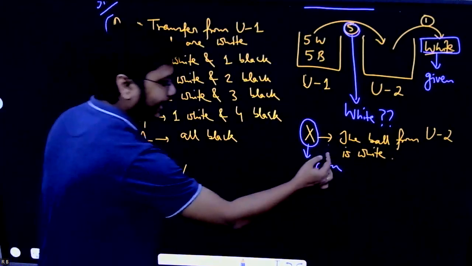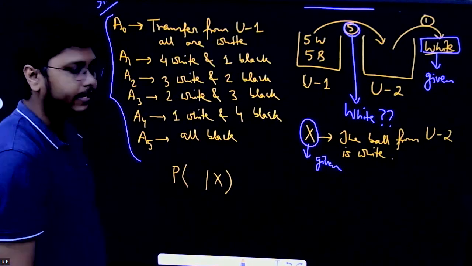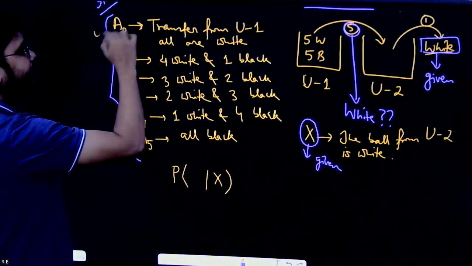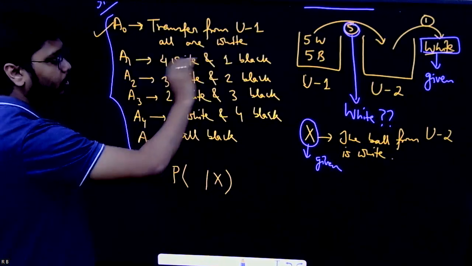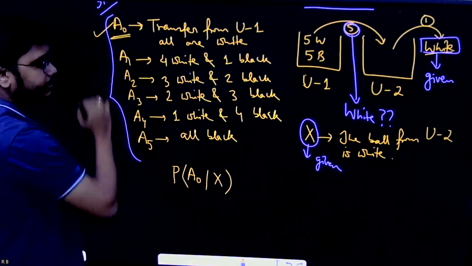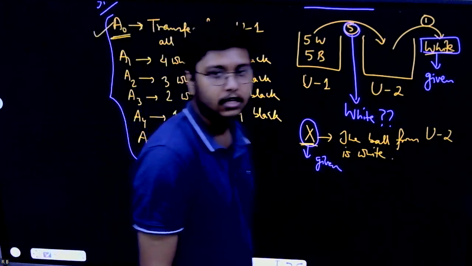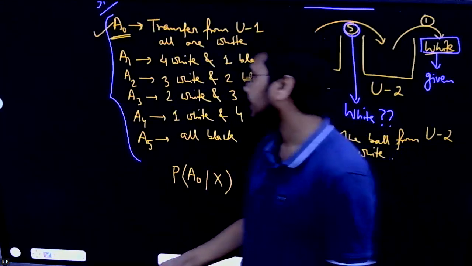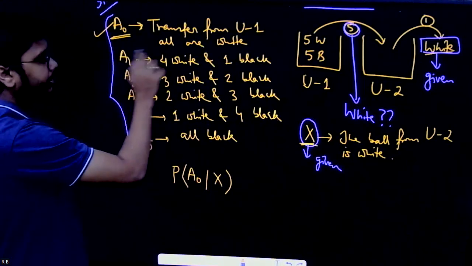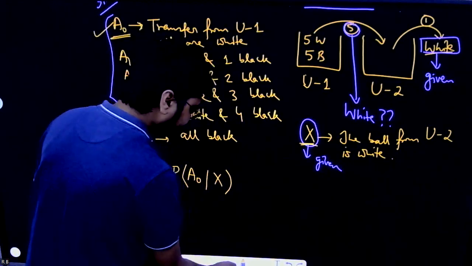Event X is given to us. And what we are trying to find out is whether all the balls transferred from the first urn are white. That means the A0 case, that all the balls transferred from U1 are white. So we find the probability of the event A0 happening, given that X has already happened. Or to reframe: if X is happening, what is the probability that A0 happened? So we are going to apply Bayes' theorem here.